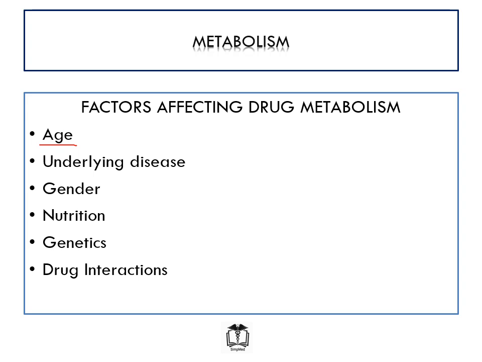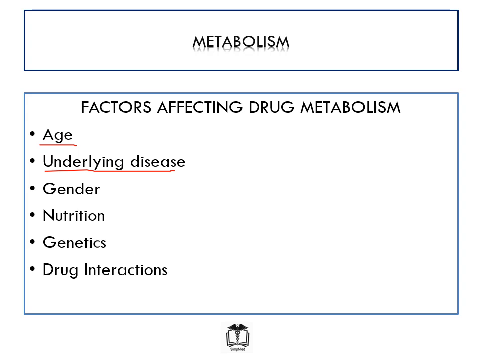But as we age, as we go from infancy to childhood to adulthood, the rate of metabolism would increase as a result. Underlying disease is also a factor affecting metabolism. Imagine a scenario where those sites of metabolism are diseased or affected.